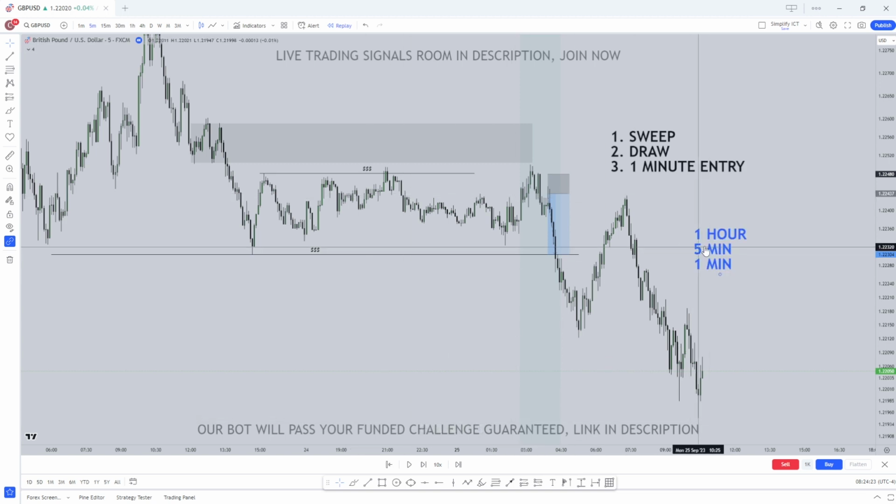And another rule I like to look for, and which ICT himself mentions, is I like to start off on the 1 hour, then go down to the 5 minute for my liquidity sweep, and then go for the 1 minute entry. But the 1 hour is good to give you that overall direction and see if you are trading in the right direction of the correct liquidity sweep.